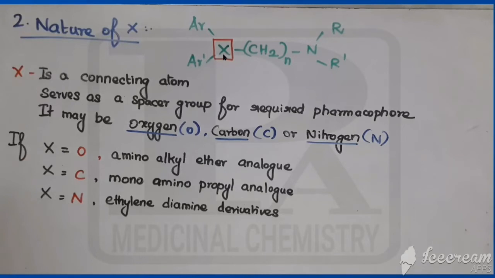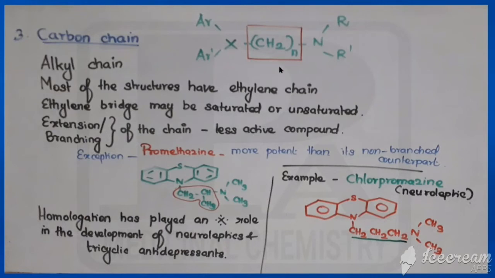So what about that X? That is the connecting atom. What is the use? It acts as a spacer group for the required pharmacophore. This X may be oxygen or carbon or nitrogen. If it is oxygen, that can be called amino alkyl ether derivative or analog. If it is carbon, that can be called mono amino propyl analogs, and if it is nitrogen, they are called ethylene diamine derivatives.